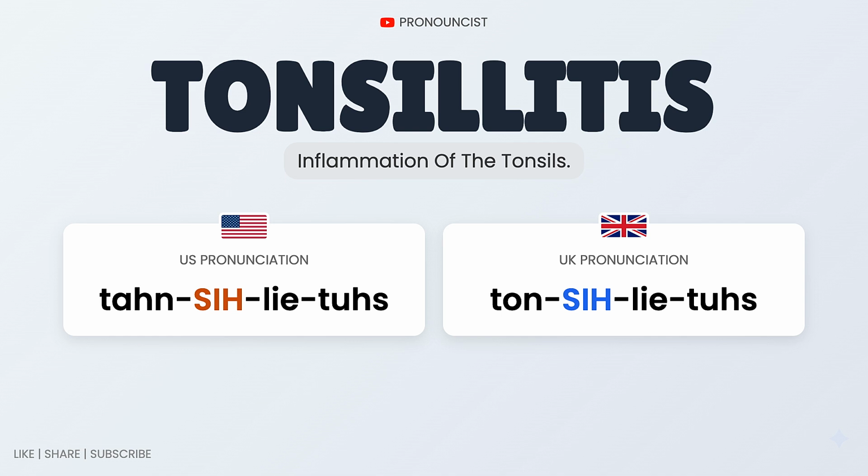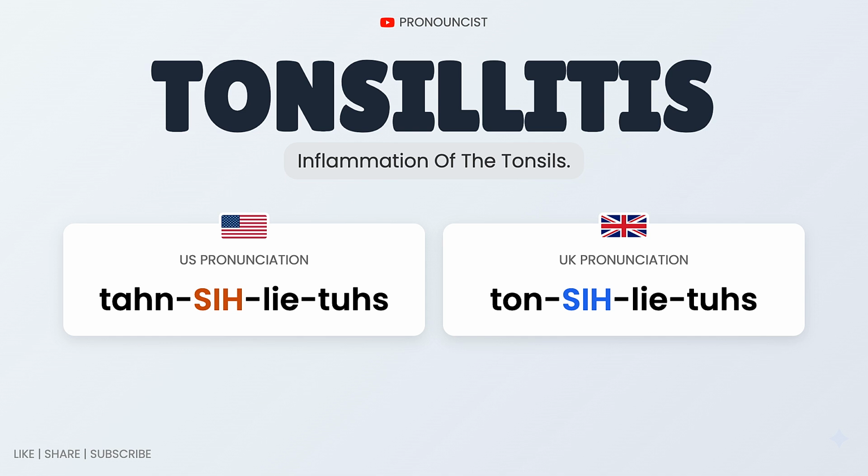Now, read the syllables of British pronunciation shown on the screen naturally. Ton, si, lie, tus, tonsillitis. In US, stress SIH. In UK, stress ton.